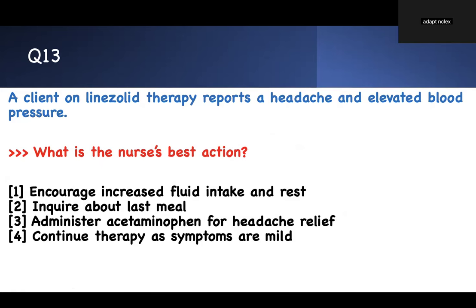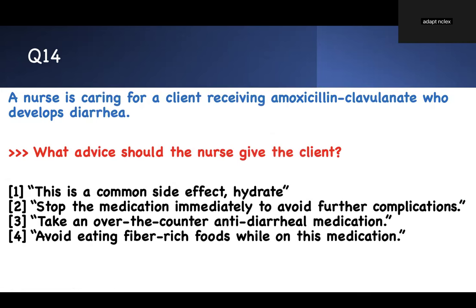Encourage increased fluid intake and rest. It doesn't say anything about MAOI-like. Inquire about last meal. Oh, did they eat any tyramine food? Administer acetaminophen for headache relief. Okay, I'm treating the problem, but I have to find out why they have hypertension. Continuing therapy as symptoms are mild. It's not mild. Therefore, find out if they eat any pepperoni or cheese or anything like that. Number 2 is your answer.